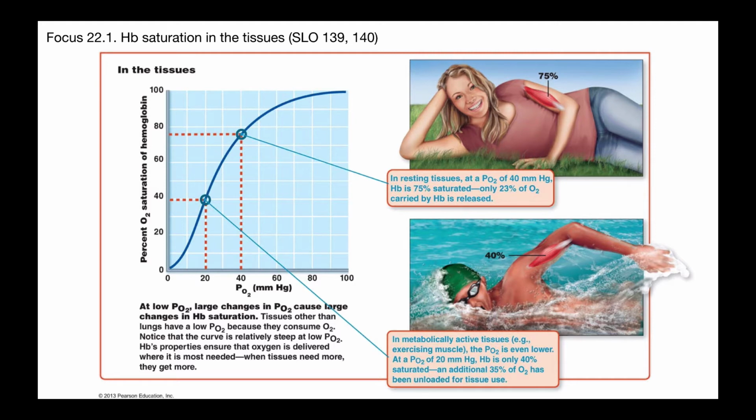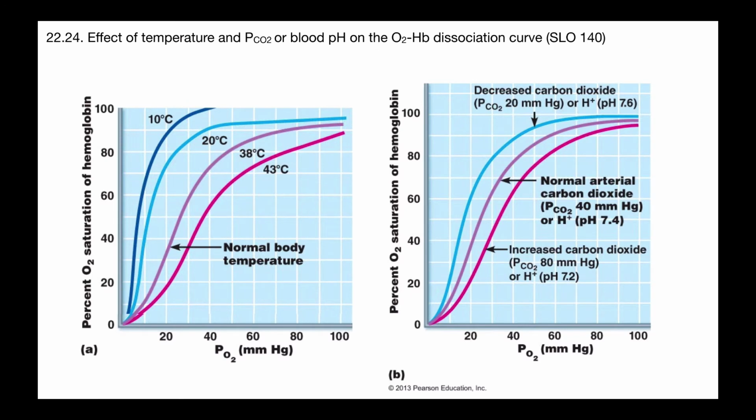Anyway, this basic curve is typical for how oxygen saturation works for hemoglobin. But there are different conditions in the body that can change exactly what the shape of that curve is. Here we're looking at the effect of temperature on the shape of the dissociation curve. Your typical body temperature is around 38 degrees C, on average. So that's the curve we were looking at before.